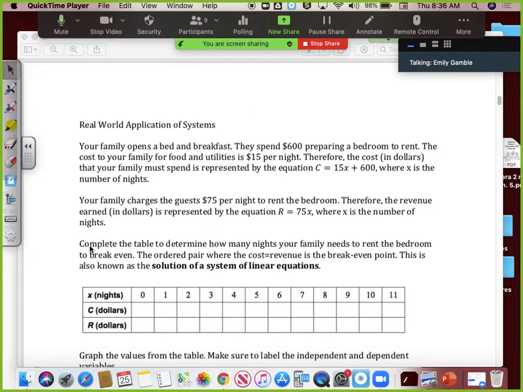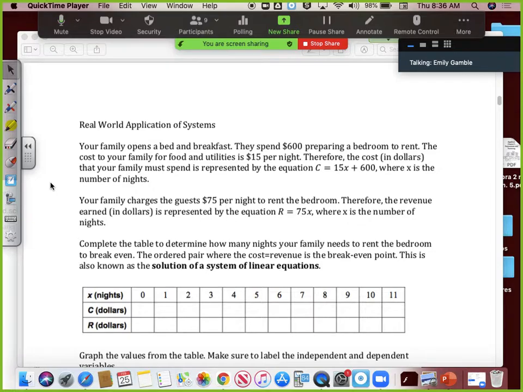So today we are going to be starting a real-world application of systems of equations. And yesterday, I believe I went over just the idea of this, but I'll go over it again. And this is very similar to the linear fitness activity that we did when we were just working with one equation. But now we have a different situation.